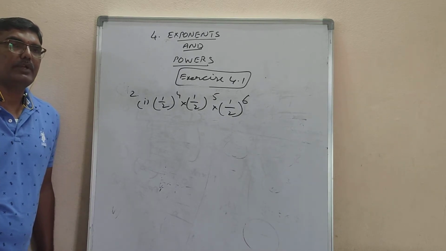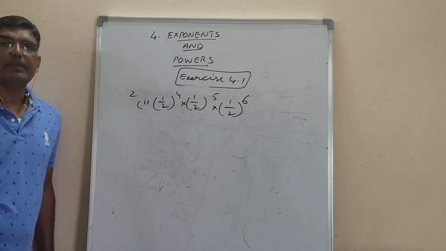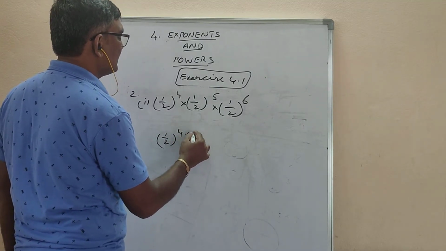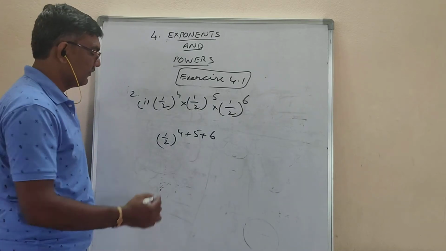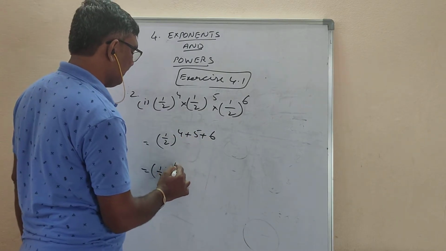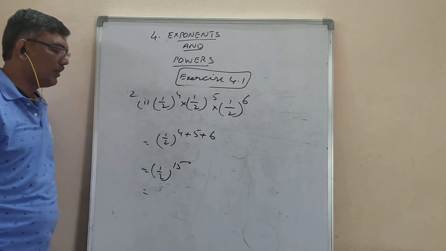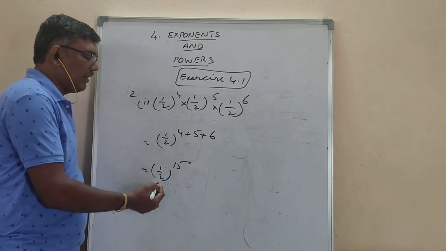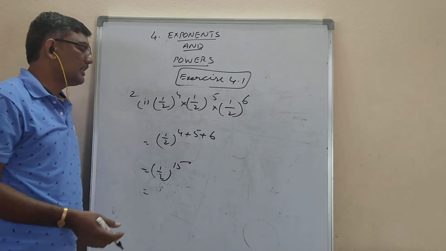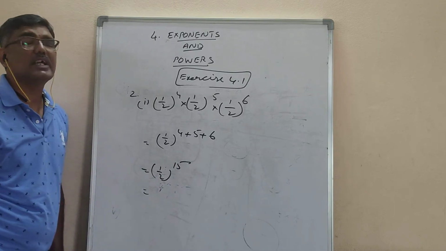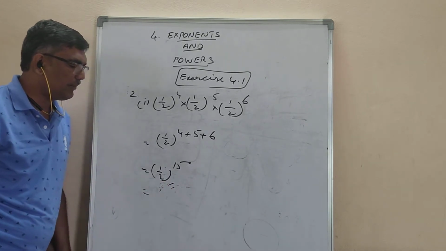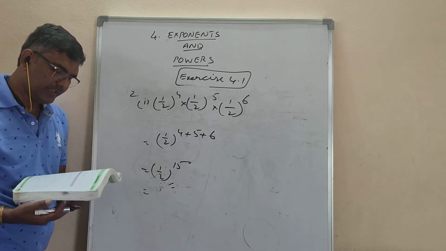You have the formula a^m into a^n is equal to a^(m+n). By applying this formula, you have 1/2 as it is, 4 plus 5 plus 6. So 1/2 same, 4 plus 5 is 9, 9 plus 6 is 15. (1/2)^15. So no need of writing half into half into half 15 times. Not necessary. You can stop here because he asked to simplify. The answer you can keep up to this only. No need of further simplification.